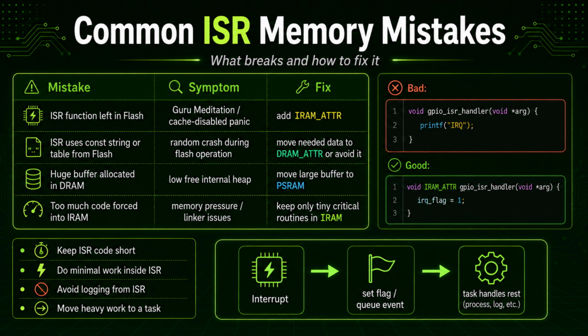Now let's look at some common memory mistakes developers make when creating ESP32 interrupt handlers. The first mistake is placing an ISR in normal flash code when the interrupt is expected to remain operational during flash operations. The solution is to use IRAM_ATTR when the specific interrupt and application require cache-safe execution.